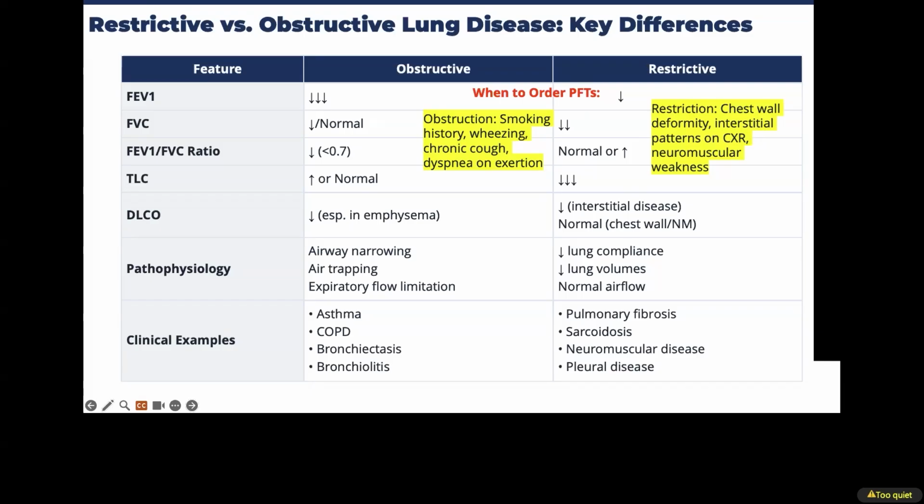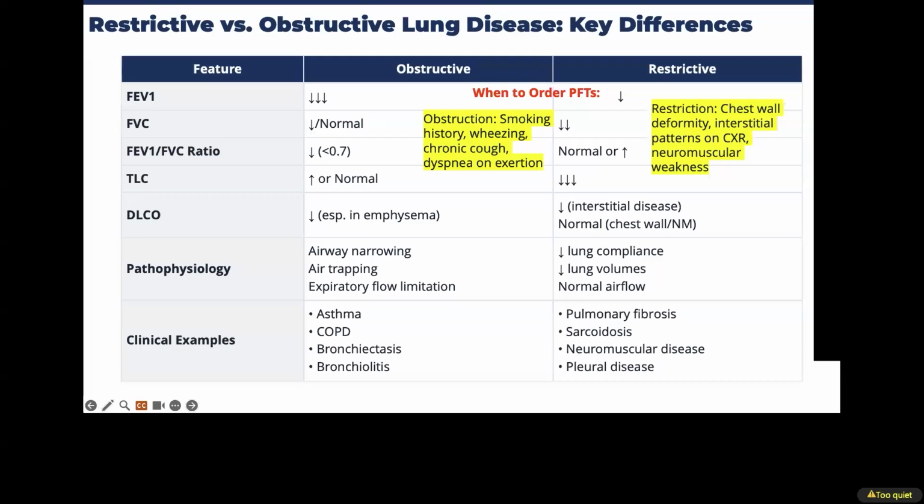The total lung capacity here is often normal or even increased due to air trapping or hyperinflation. The diffusing lung capacity falls when the alveolar walls are destroyed, like in emphysema, but it could be normal in asthma. And pathophysiologically, the obstruction reflects airway narrowing and a loss of elastic recoil, which is what you're seeing in something like asthma, COPD, bronchiectasis, bronchiolitis, etc.